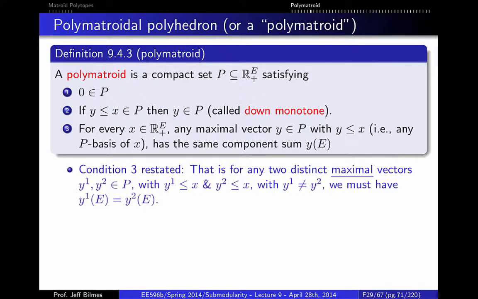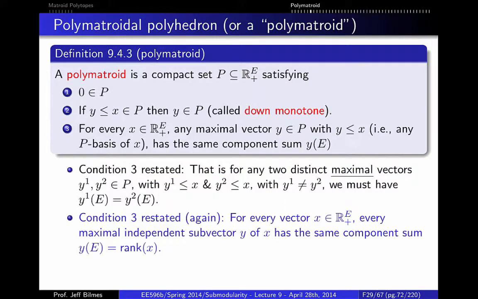So let's restate condition 3 in a couple of different ways. That means that if you have any two distinct maximal vectors, y1 and y2 in P, they're both subvectors of x, and they're distinct, then they must have the same sum. Let's restate condition 3 yet again. For every vector in the non-negative orthant, every maximal independent subvector y of x has to have the same component sum, namely its rank. And so rank somehow suddenly makes sense.